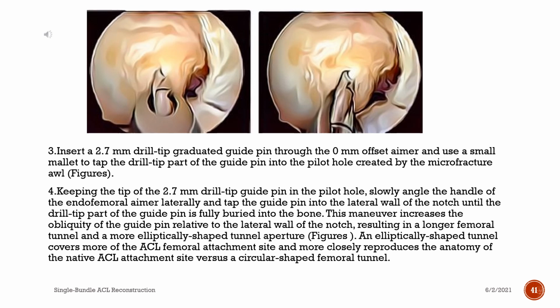Figures. An elliptically shaped tunnel covers more of the ACL femoral attachment site and more closely reproduces the anatomy of the native ACL attachment site versus a circular shaped femoral tunnel.